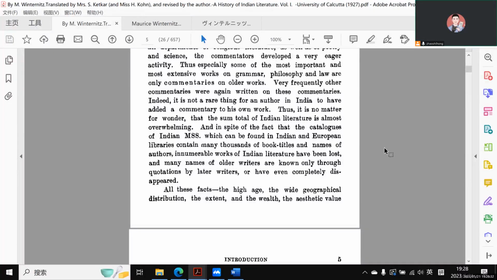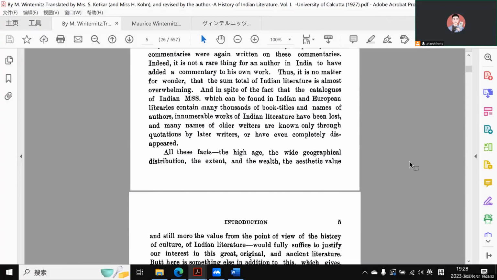But not all commentaries have this kind of characteristic. Some commentaries are even much more difficult than the original text. I've also seen such cases. Not very common, but it does exist. Okay.